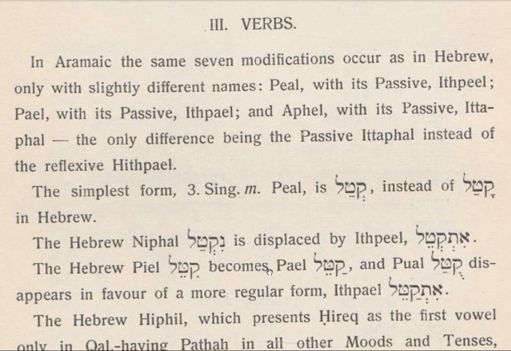The verb. In Aramaic, the same 7 modifications occur as in Hebrew, only with slightly different names.